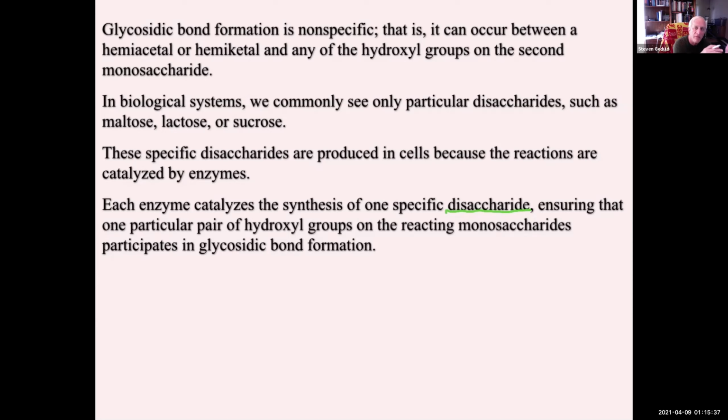This ensures that one particular pair of hydroxyl groups on the reacting monosaccharides participate in the glycosidic bond. So it's either like a 1,4, 1,6, 1,2. It's a specific linkage that's going to form with carbon number 1 to carbon number 3, or carbon number 1 to carbon number 4. Okay, so it can bond specifically because it's catalyzed by an enzyme, and enzymes are site specific.